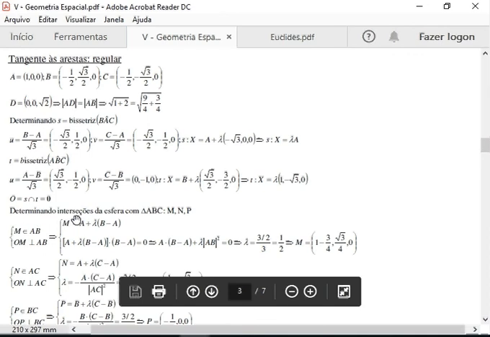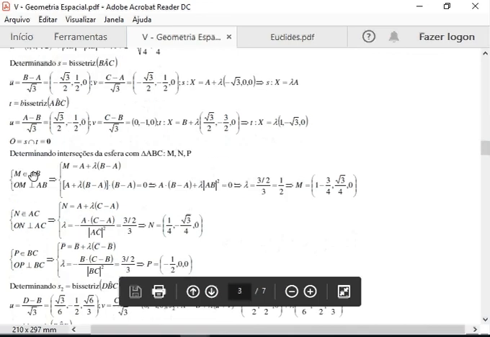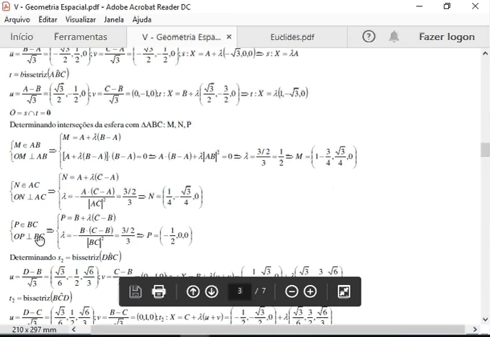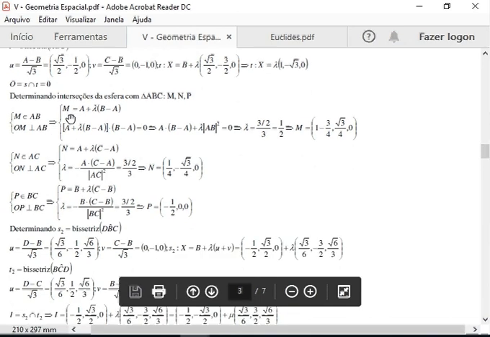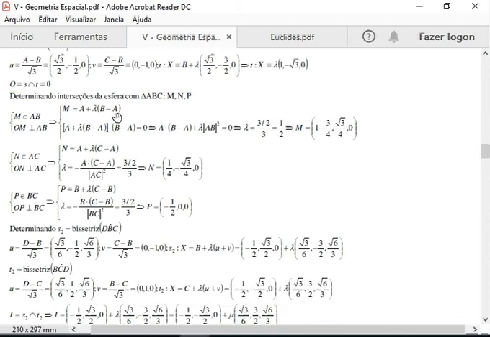Now we're going to determine the intersections of the sphere with the triangle ABC. We have three intersections, M, N, and P. M is in AB, N is in AC, P is in BC. M is A plus lambda times (B minus A). N is A plus lambda (C minus A). P is B plus lambda (C minus B).